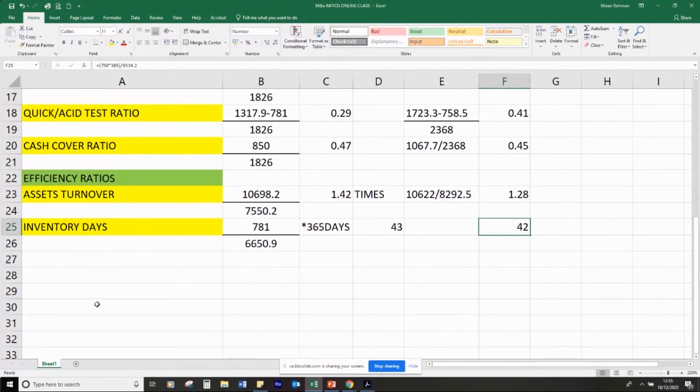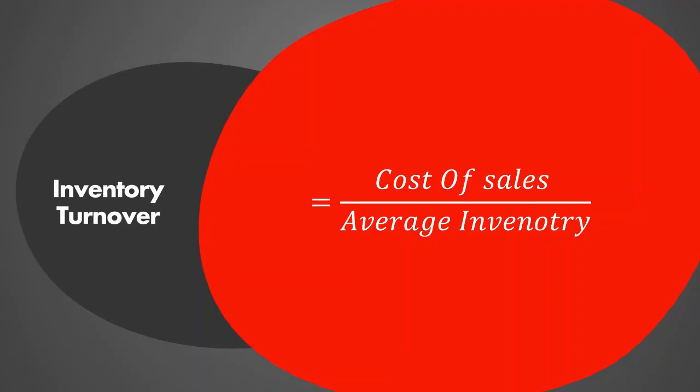In the coursework, guys, you should suggest some recommendations on how to improve each ratio. It may not be possible for all of the ratios, but if you want to get more marks, then you should do that. Moving on to our next ratio, inventory turnover.